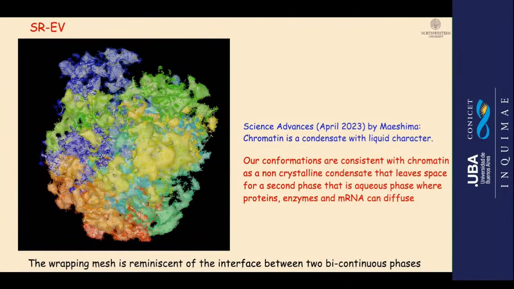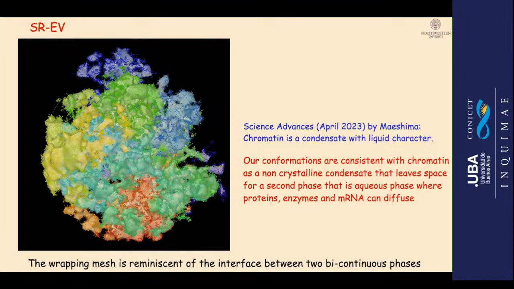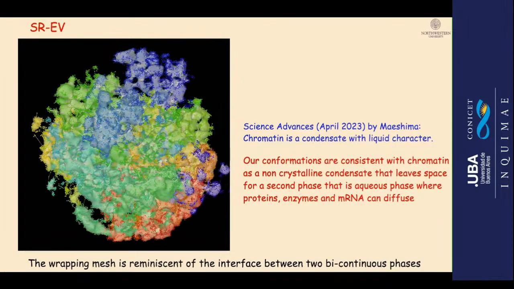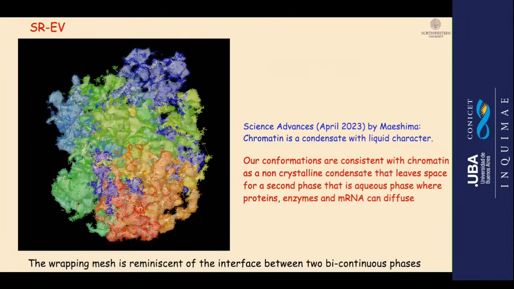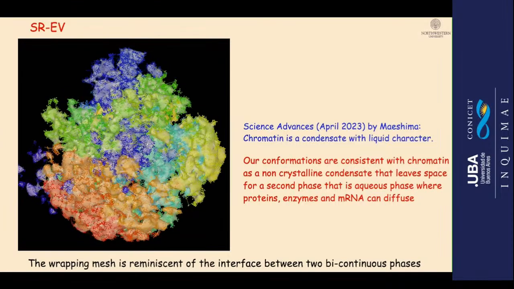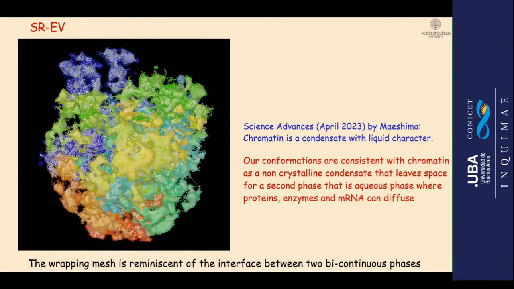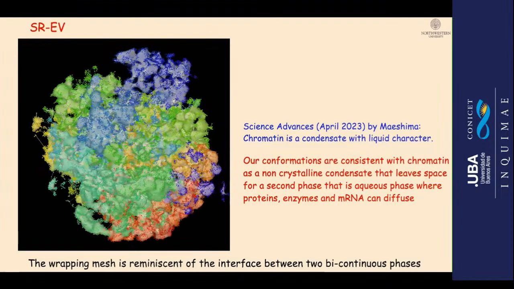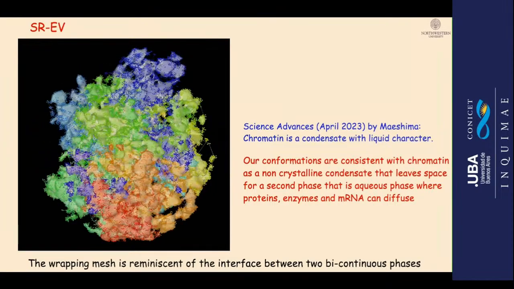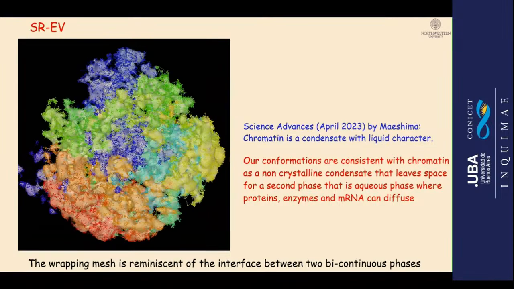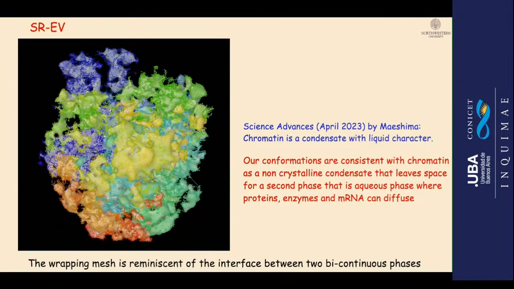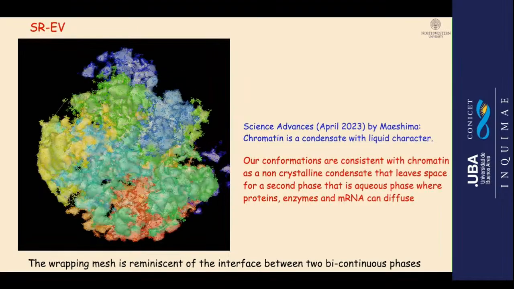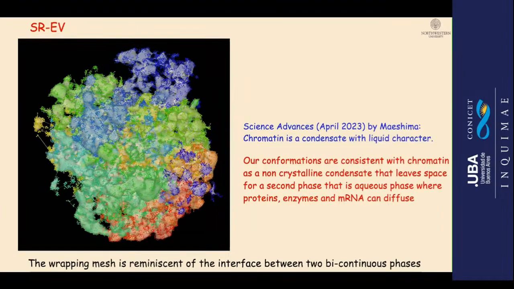SR excluded volume is consistent with chromatin as a non-crystalline condensate. The formation of the correlated structure of chromatin is the result of the two probability distribution functions and excluded volume that effectively capture the processes leading to the packing of chromatin.